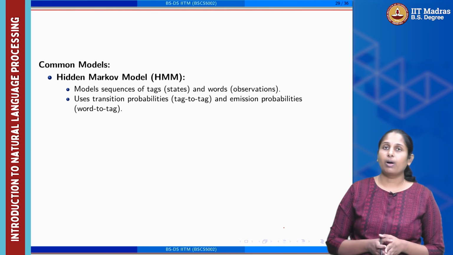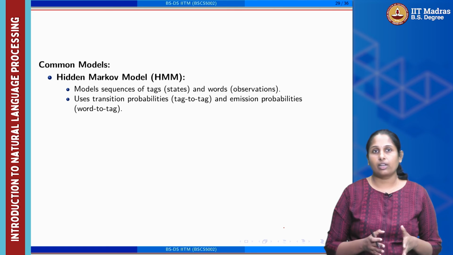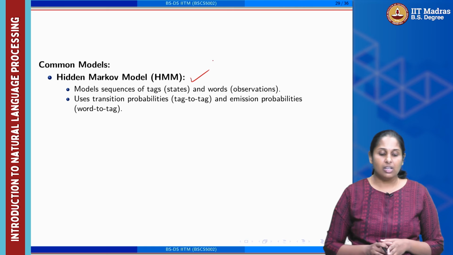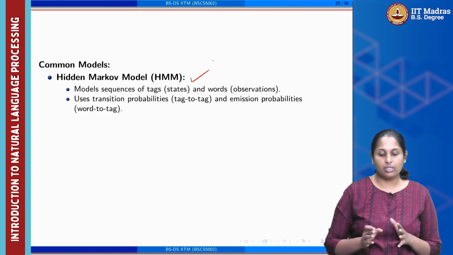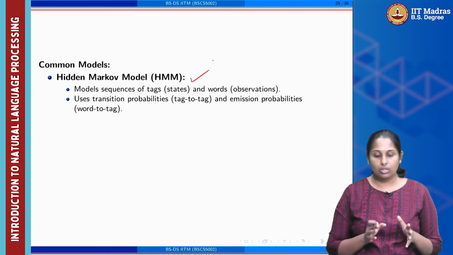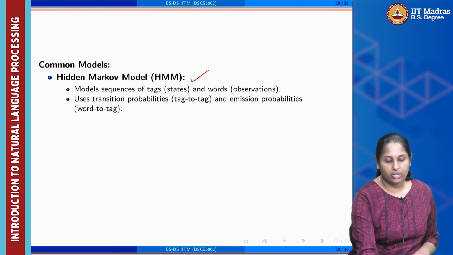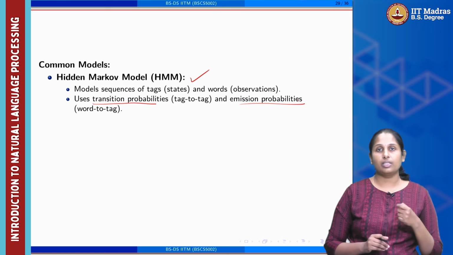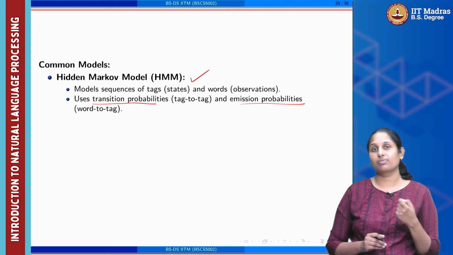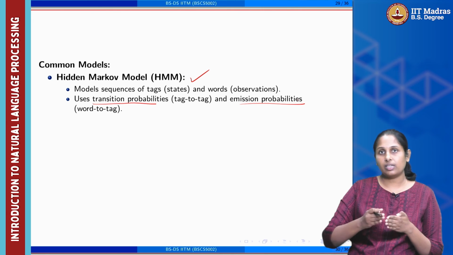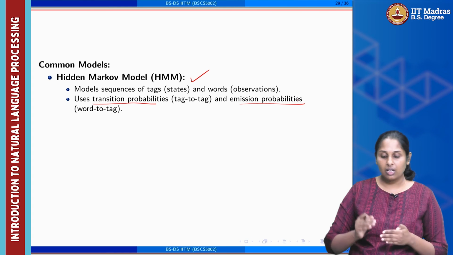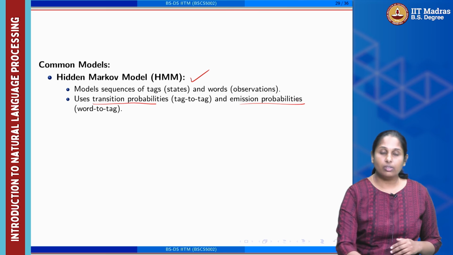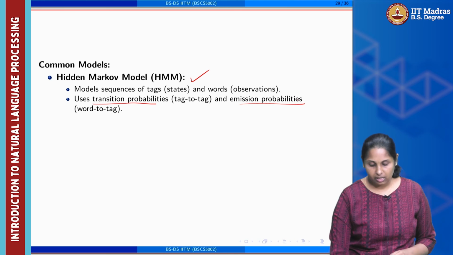Now, the common models used with this kind of probability to build POS taggers include the hidden Markov model. The hidden Markov model uses two kinds of probability. One is transition probability and the other is emission probability. Transition probability is how many times a tag is transferred into another tag within the context, and emission probability is how many times a word is associated with a particular tag. We will see the hidden Markov model in detail in the next slide.